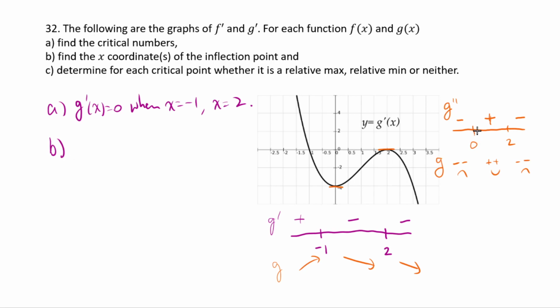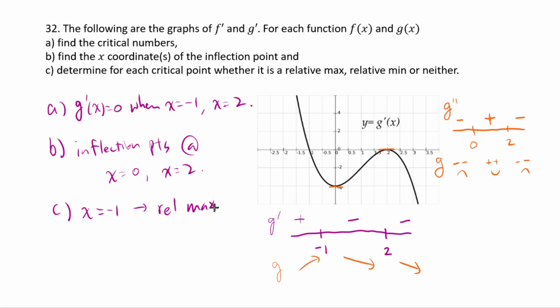B, because the concavity does change at 0 and 2, inflection points at x equals 0 and x equals 2. And C, as you can see, it's increasing then decreasing, so x equals negative 1 would be relative maximum because it increased before and decreasing after. So it's like a small hill, top of the hill. Okay, that's what we call relative max.